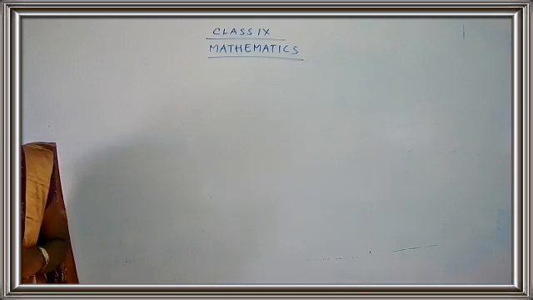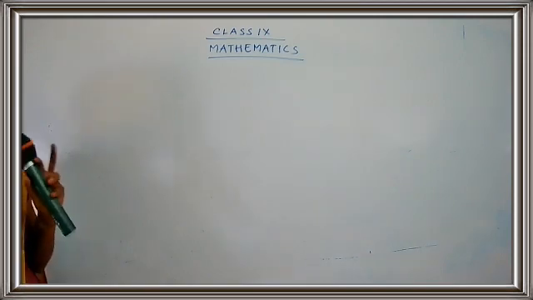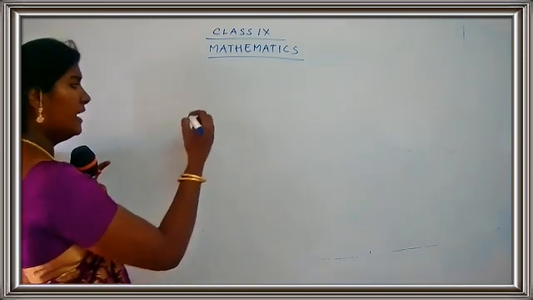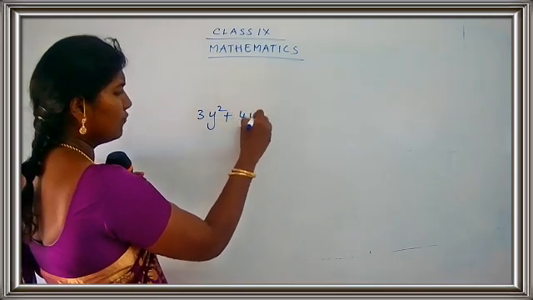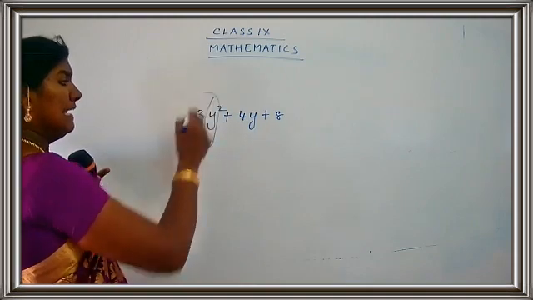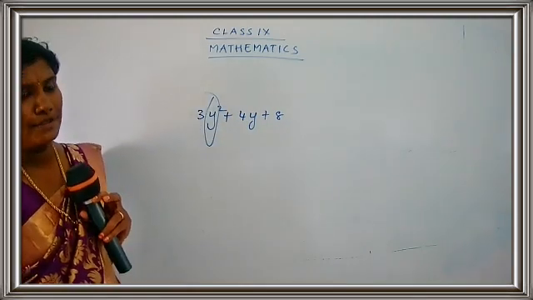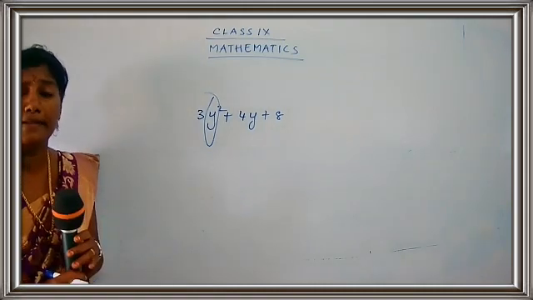The first thing that we saw was about the variable. So what is a variable? In simple terms, when you have an equation or expression, I'll just give you an expression here, 3y squared plus 4y plus 8. So here, the letter part is called the variable. So what is the variable used here? The variable is y. And the constants are the numbers.